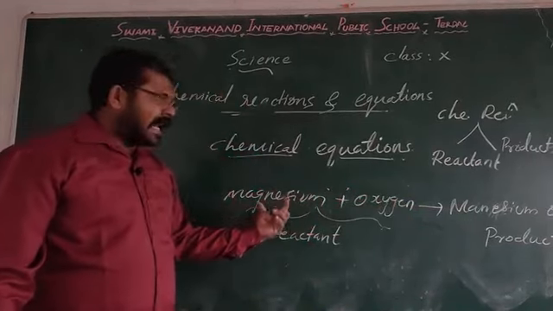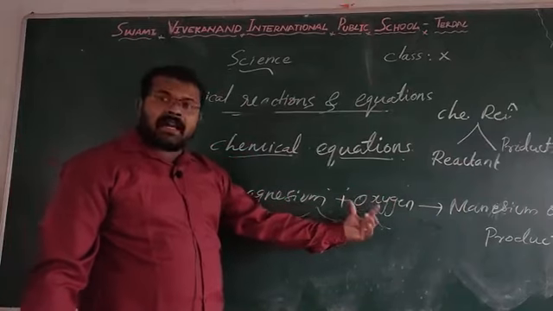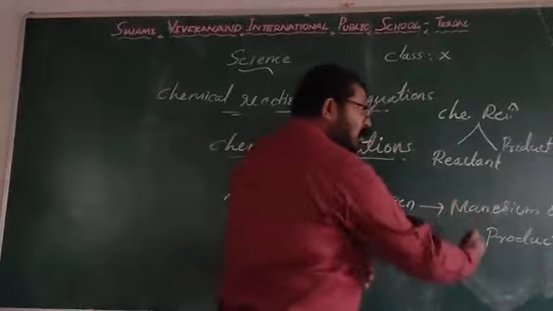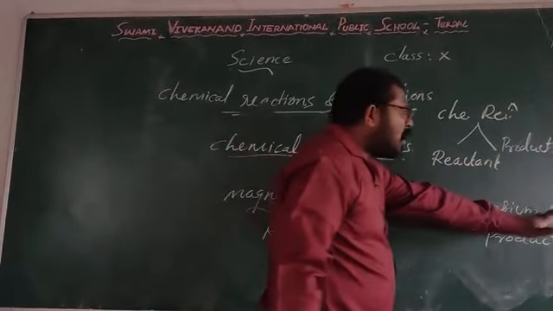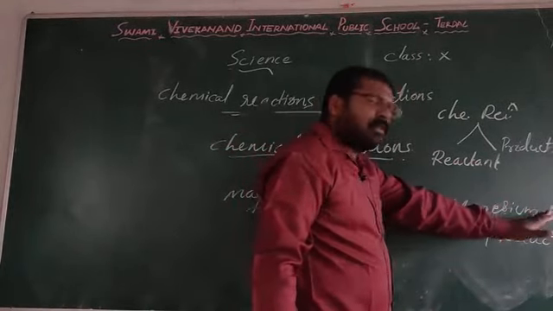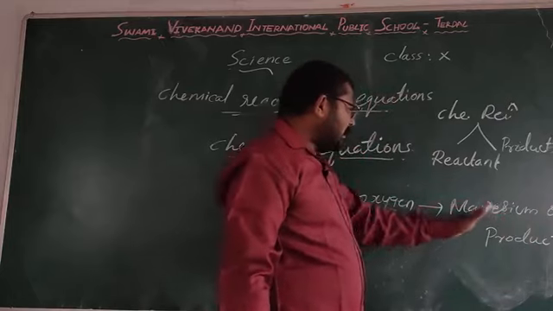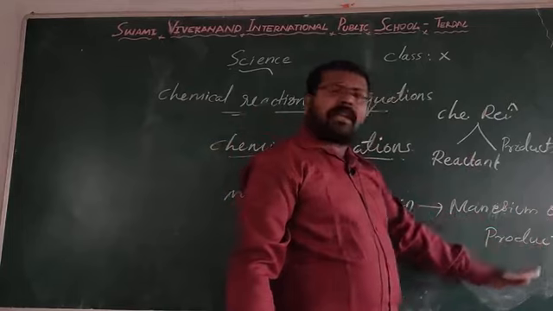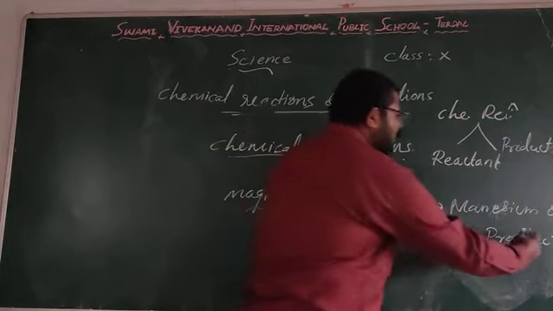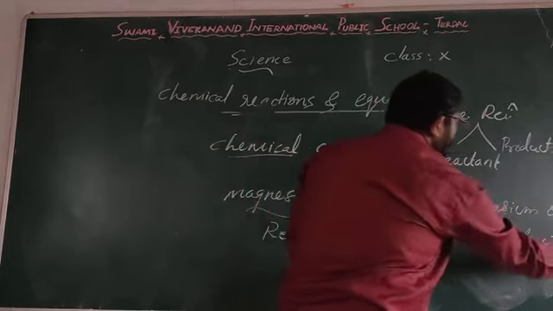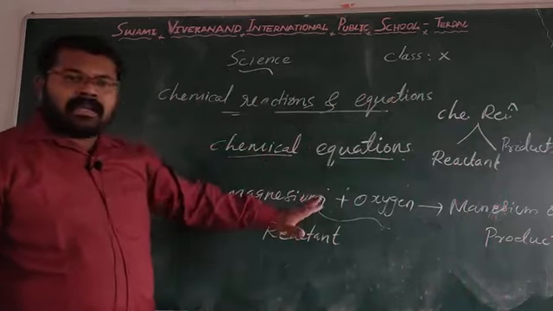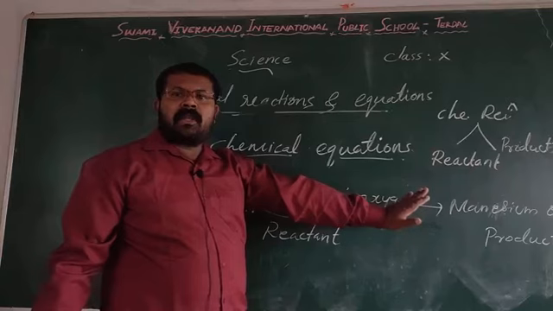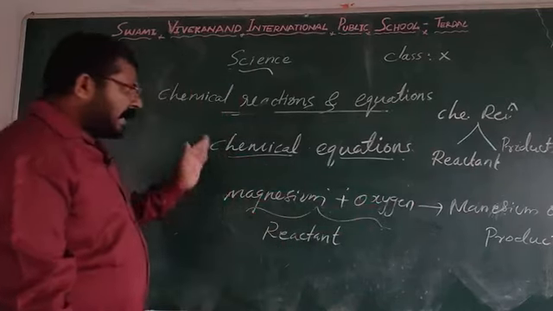That is, magnesium reacts with oxygen. These are the reactants, added together with the help of a plus sign. And the product we are obtaining is magnesium oxide. If there are more products, you can also use plus signs to add them.